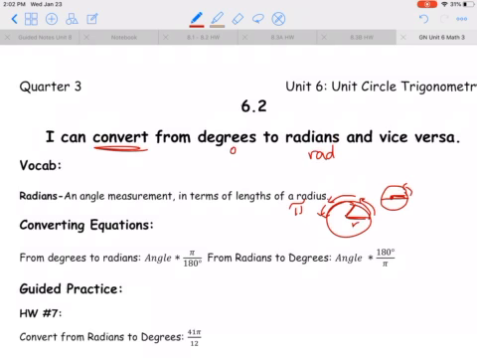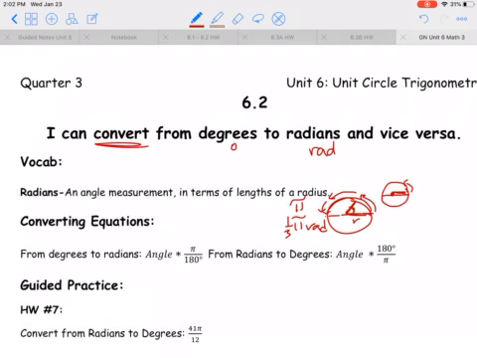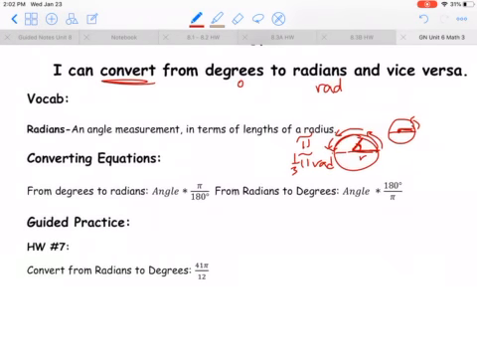And so if you take a third of this part, a third of pi would be this angle right here in terms of radians. So that's how radians work. Now to switch from radians to degrees and degrees to radians, we have two super simple equations.